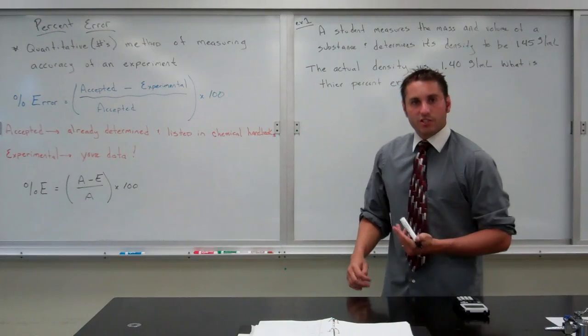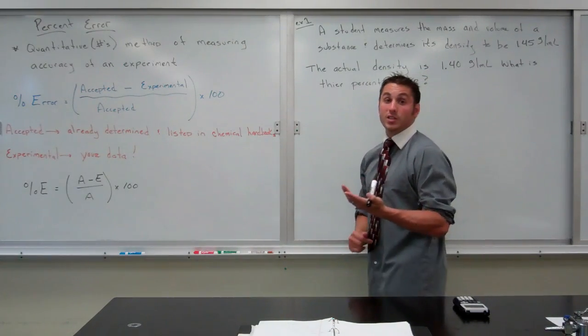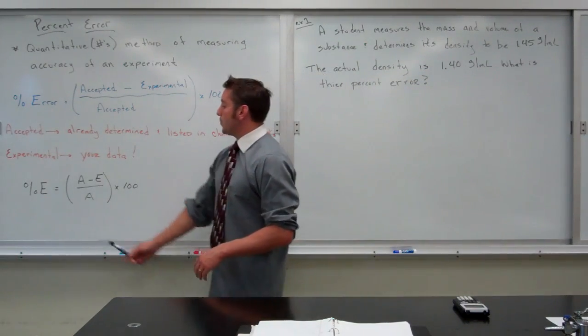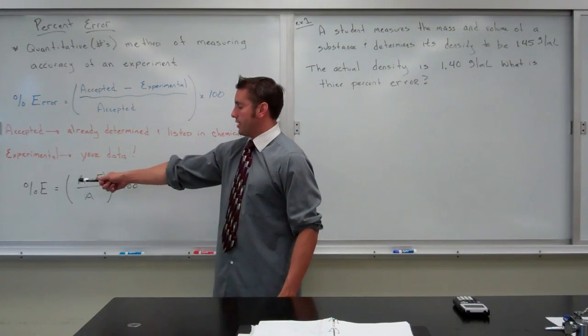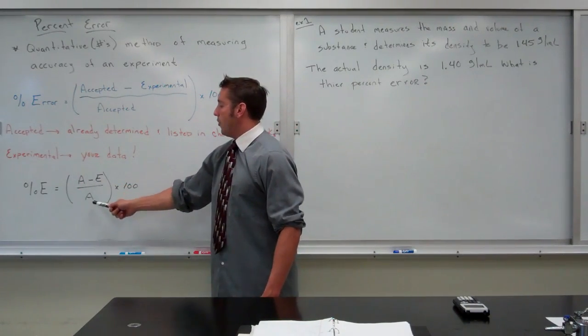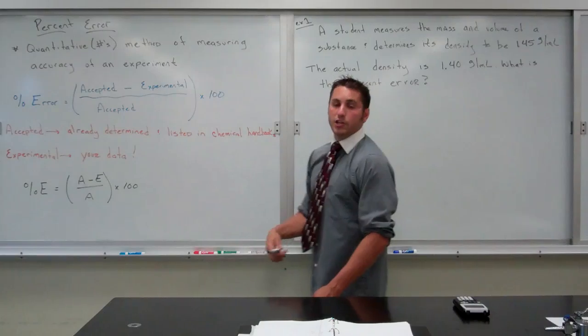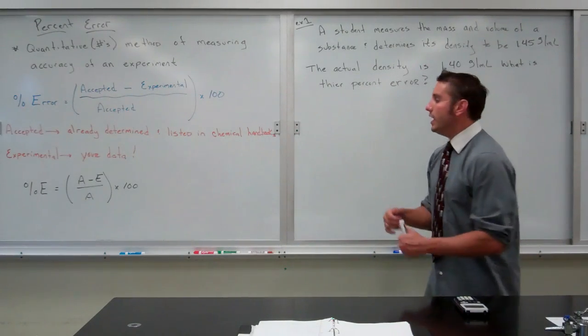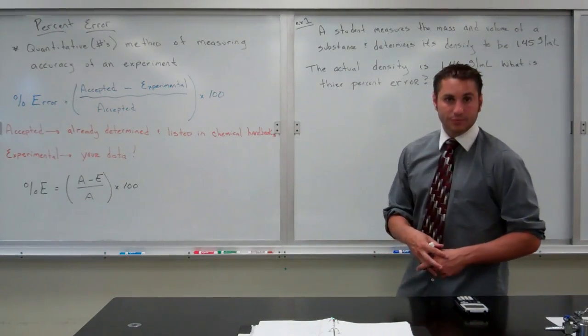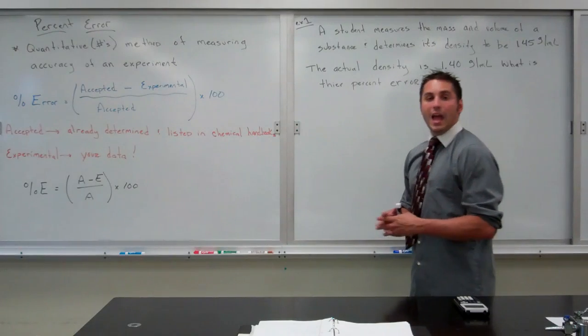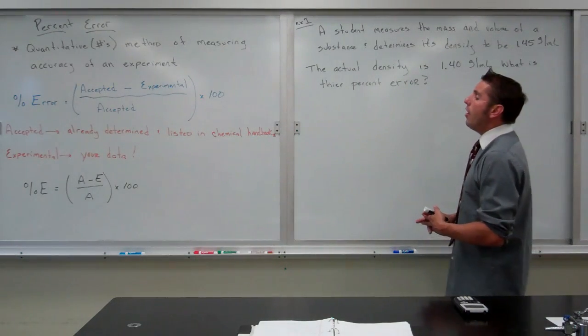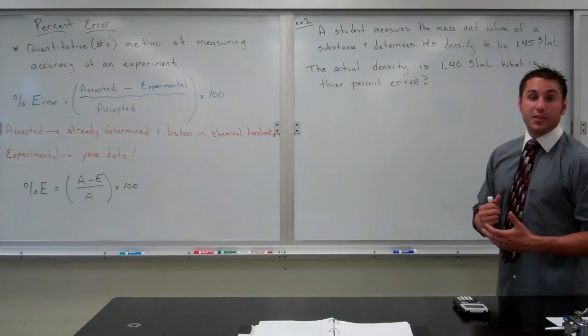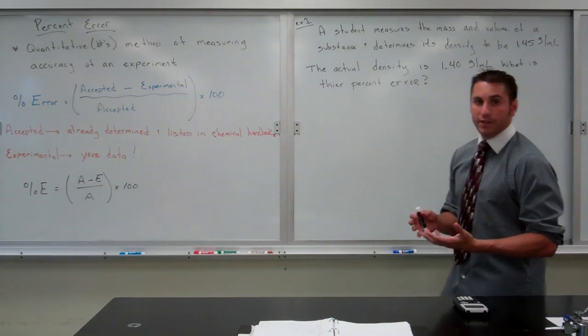That gets tedious to write, so most often when I ask you what is the percent error equation, most people will tell me percent error, percent E, is A minus E over A times 100. And you have to remember that A is accepted and E is experimental. So let's take a look at two examples where we are going to calculate the percent error given some number-driven data.